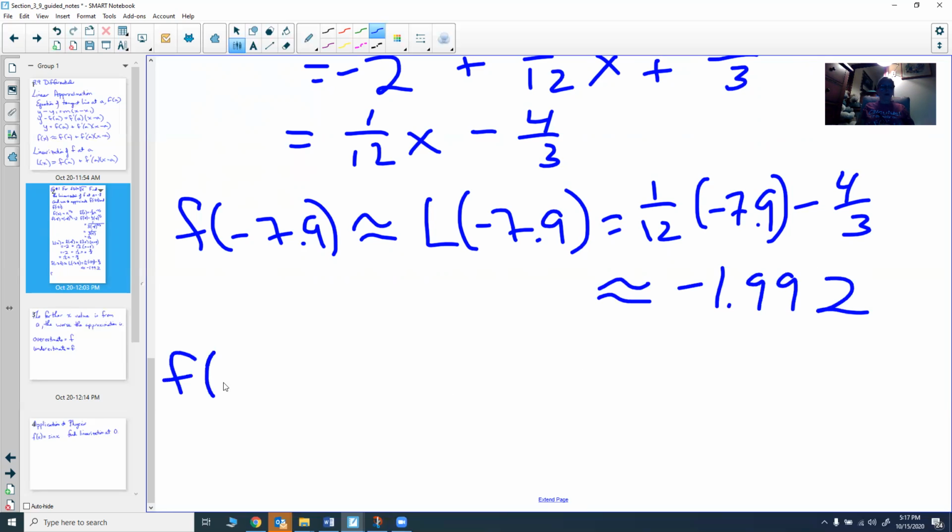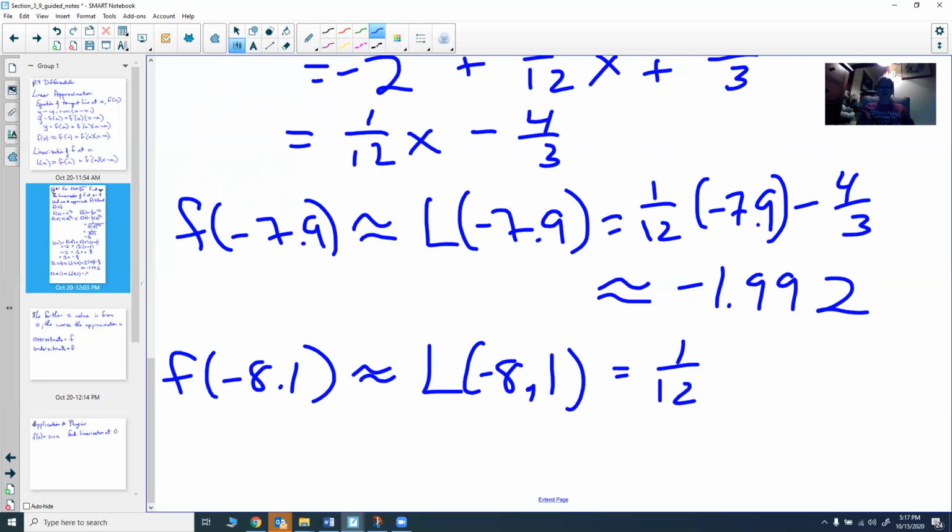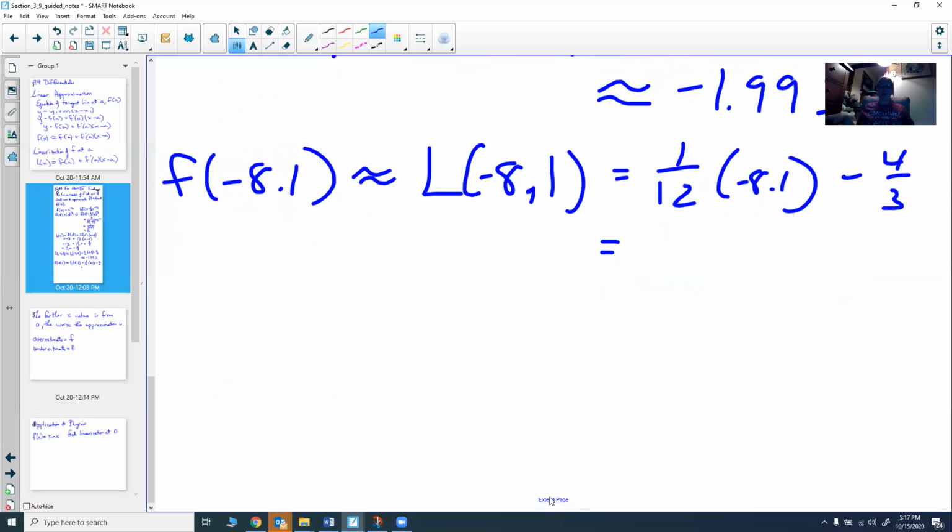We can also do f of negative 8.1. Again, that would be the linearization at negative 8.1, which is equal to 1/12 times negative 8.1 minus 4/3. Again, we could do this without a calculator. This was very useful before we had calculators. But again, this will be very useful if you happen to have a table of values and you don't know what that value is. So we have negative 8.1 divided by 12 minus 4/3. And that's approximately negative 2.008.